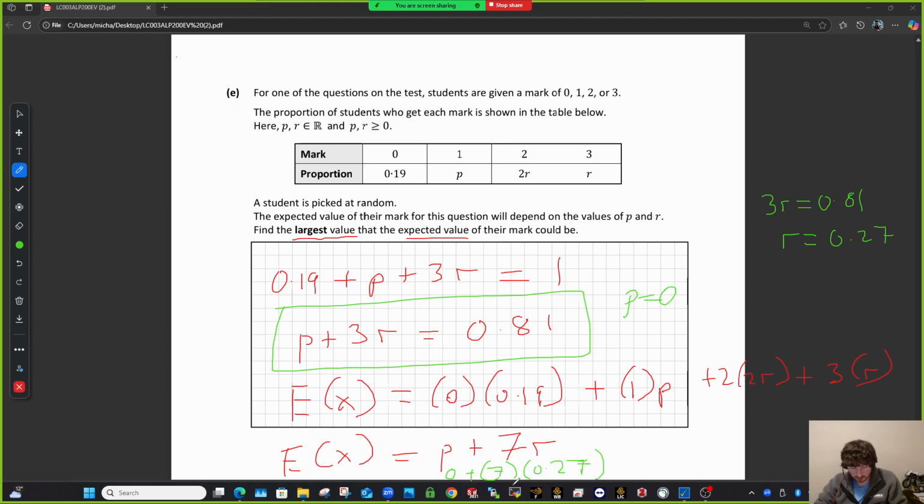And then I'll just double check that value. It should be a little less than 2. Yeah, E of X here works out as 1.89 marks. Marks as well, you want to put the units in there.